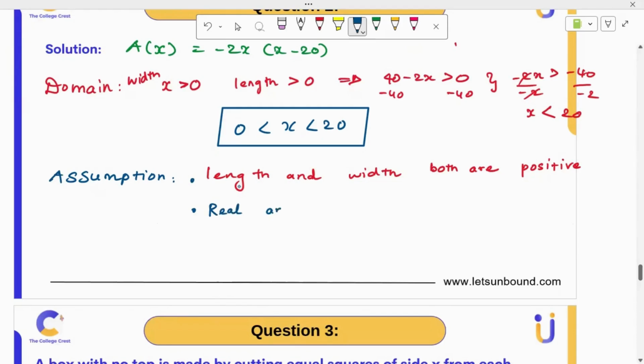Real and continuous values are allowed. Continuous values are allowed, something like this you can simply mention as your assumptions. Okay. So that's why I'm giving an interval notation, not like listing numbers. Okay. That's question number 2.